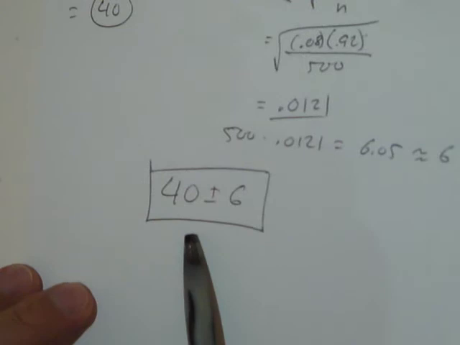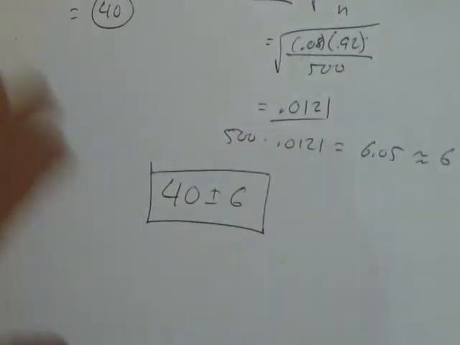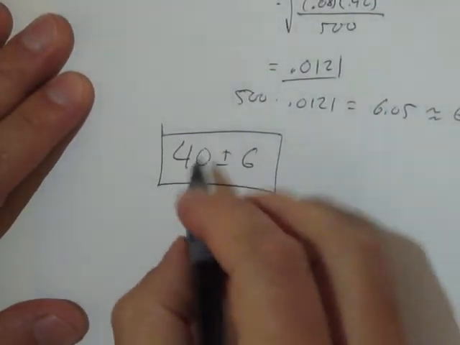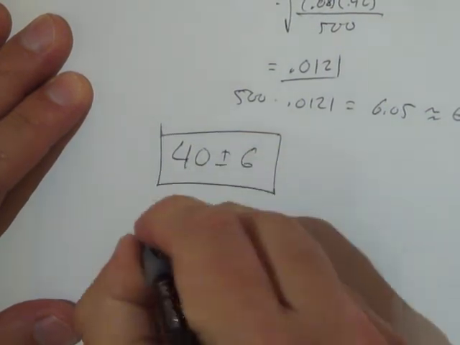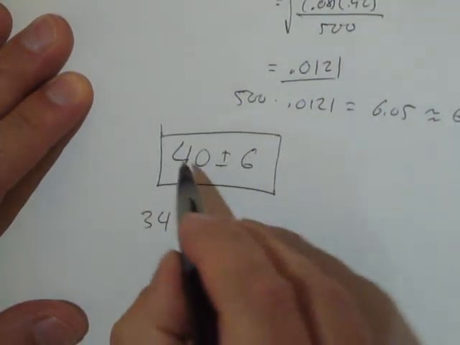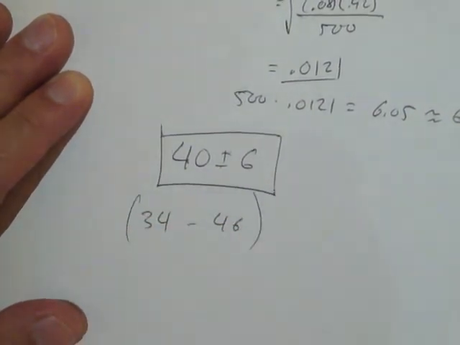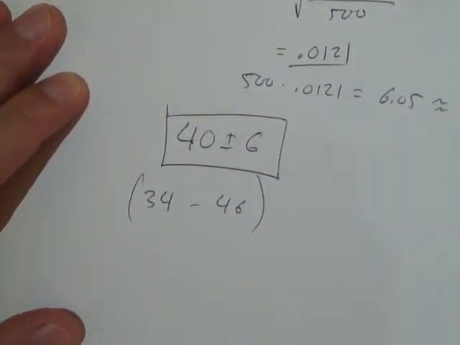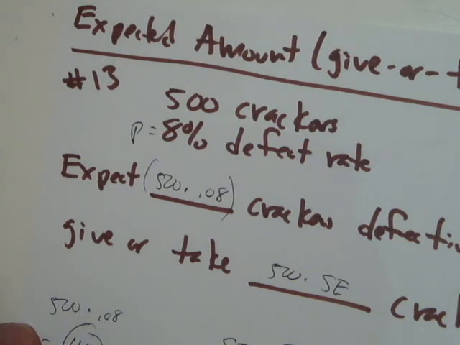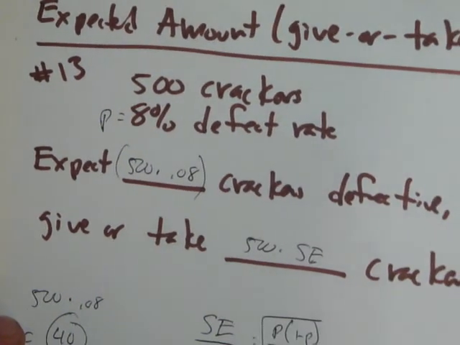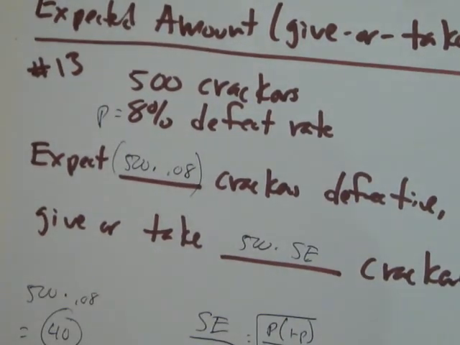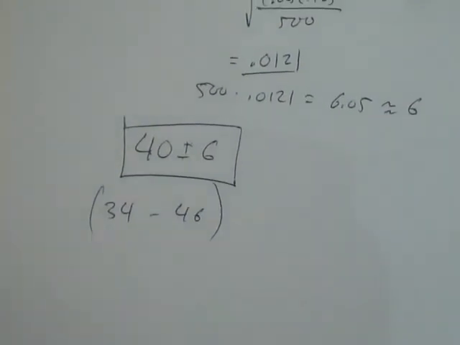I like writing it like this because it looks like a range a little bit. We could even go a step further: 40 minus 6 is 34, and 40 plus 6 is 46. So we would expect somewhere between 34 and 46 crackers to be defective if there was an 8% defect rate on that 500 cracker sample. Okay, so hopefully that clears some things up for 13 and 14, and then let's keep on going with something else.